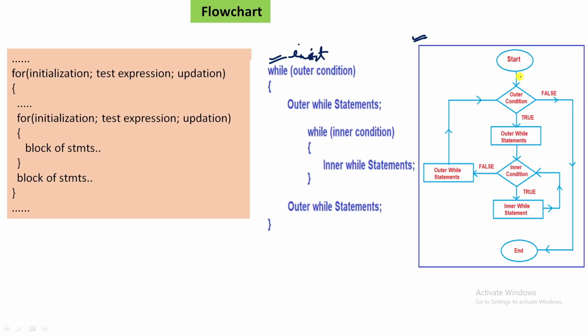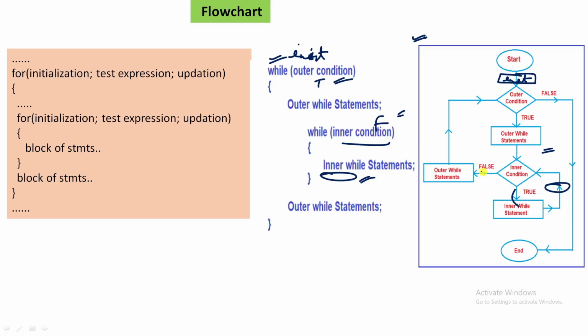So here you can see start, and then some initialization statement can be there. Then this condition, then some outer while statement. If this condition is true, that's why we are coming here. Then after this we are coming here. If this inner condition is true, we will execute this. And then we come again to the condition. Here we can write some updation also, and then we go here, repeating.